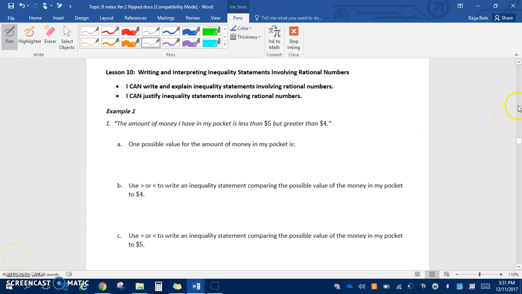Alrighty, so here we are on lesson 10, writing and interpreting inequality statements involving rational numbers. So we're going to be using inequality symbols, so you might want to write yourself a little note up at the top that this inequality symbol, remember, means less than. And then if you flip it the other way, this means greater than. This is what we're going to be using to compare our rational numbers.